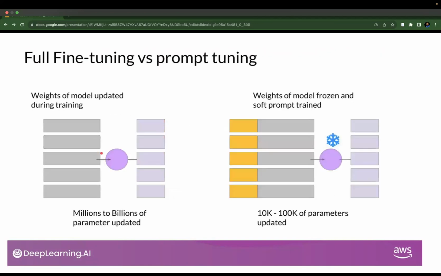So when doing instruction fine tuning, instead of updating the parameters, we update the soft prompts, and these soft prompts are added in the beginning to each prompt.